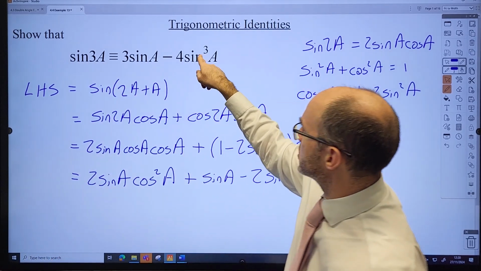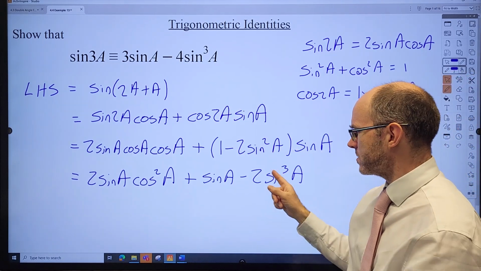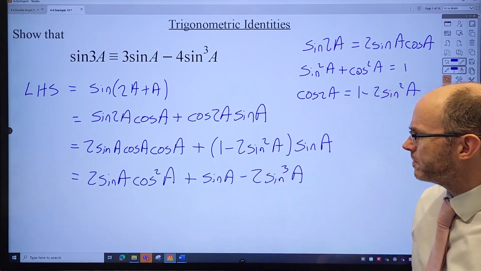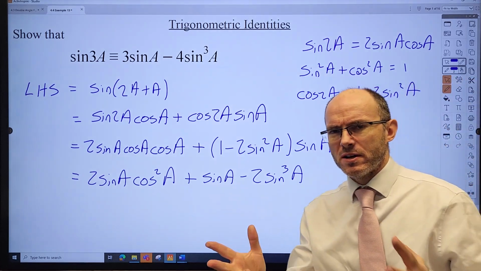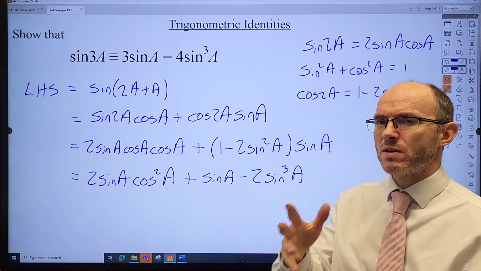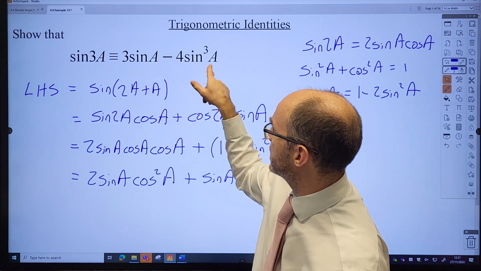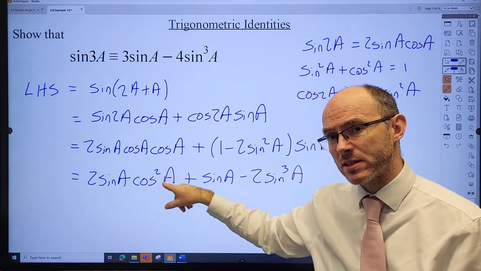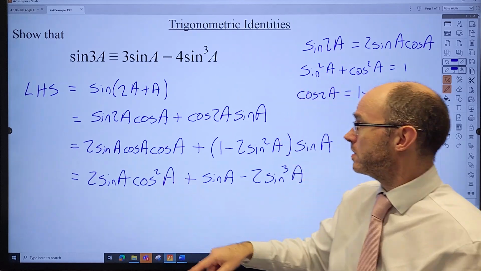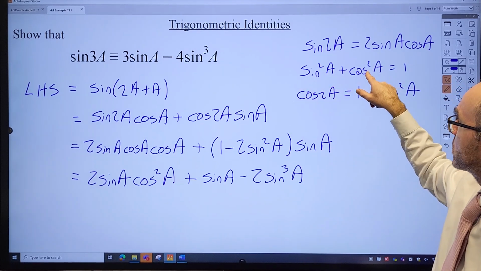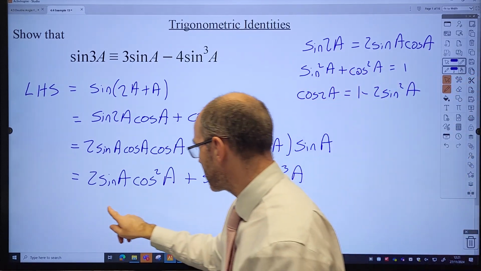Great, we've got a cube term, which is what we're expecting at some point, so it's nice when that finally starts to happen. What next? Well, remember a couple of minutes ago I said one of our objectives is to turn all of these into sines. That's clearly not a sine, it's a cosine, so we've got to find an identity for that. The identity for that is using this one. So cos squared A is 1 minus sine squared A. So we can use that in there.